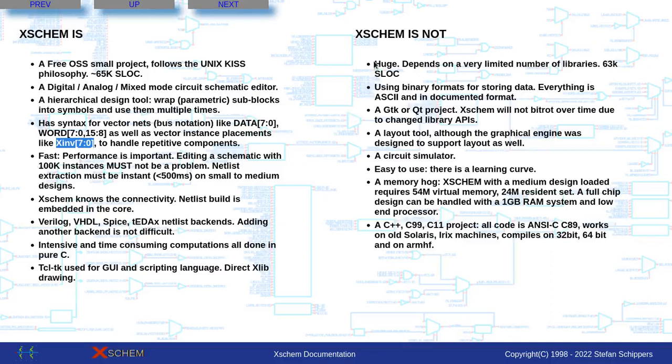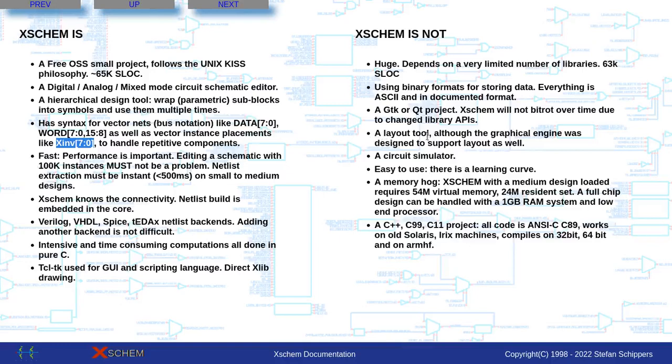What is Xschem not? Xschem is not huge, it has a very limited number of dependencies. Xschem is not using binary formats for storing data. It does not use GTK or Qt libraries, as these libraries are changing too frequently and also changing the APIs. So many projects are bit rotting due to the changing of these API libraries. So I didn't use these graphic library toolkits.